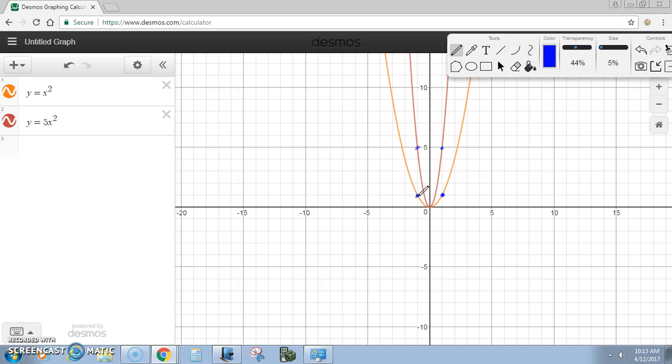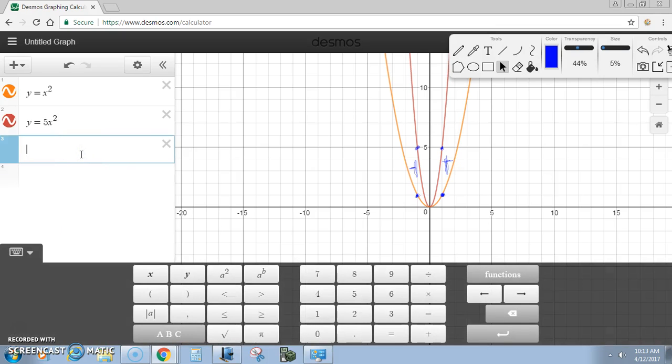So I've made it skinnier and taller. So smaller horizontally, but taller vertically. So the same thing's going to happen that happened with the linear relationship. If I make it 1/5 instead of 5, it's going to get fatter and shorter.